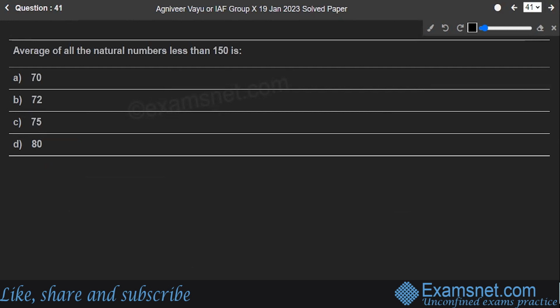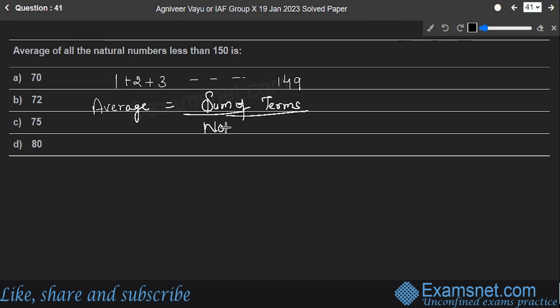Less than 150. That means you have to find the average till 149. Natural numbers start from 1, so you have to find 1 plus 2 plus 3 till 149. Average is given by sum of terms upon number of terms.